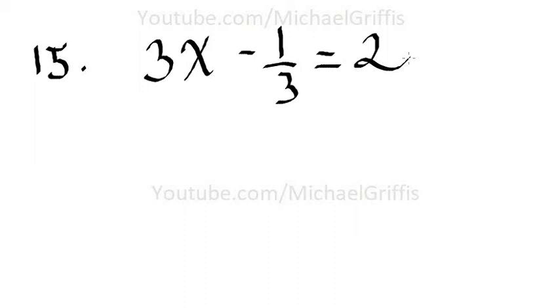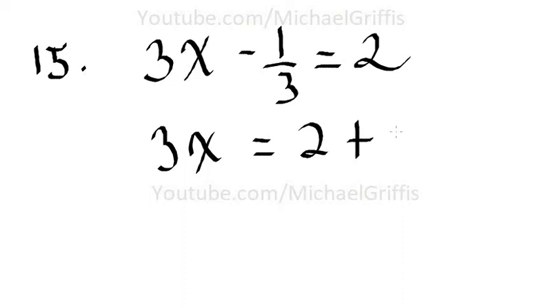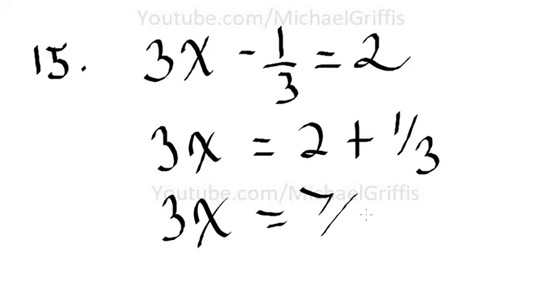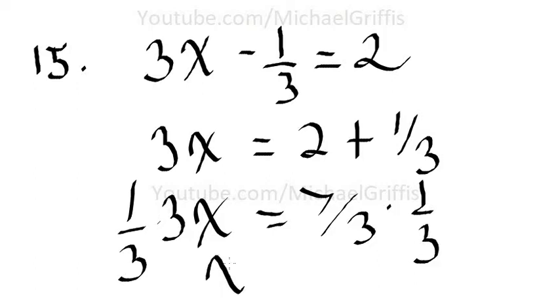Okay, solve for x. So you would just bring the 1/3 over, 2 plus 1/3, and what is 2 plus 1/3? 7/3. So we have 3x is equal to 7/3, and then multiply both sides by 1/3, the reciprocal, and therefore x is equal to 7/9. X is equal to 7/9.